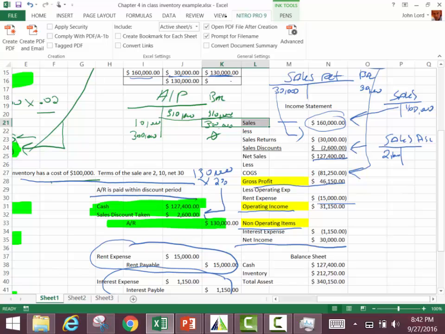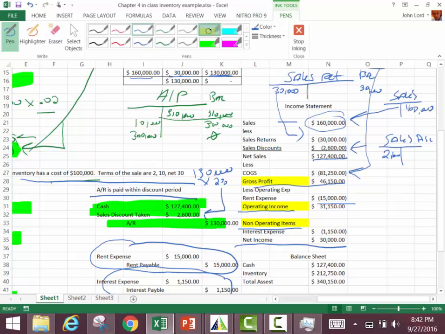160,000. And this is a fine time for the pen to start to crap out on me here. We have our sales minus our what? The sales returns, the stuff that got returned back to us, less the cash discount gives us what? Net sales.